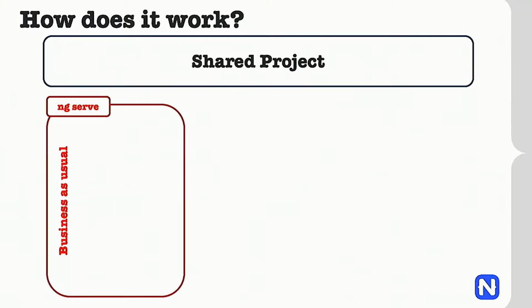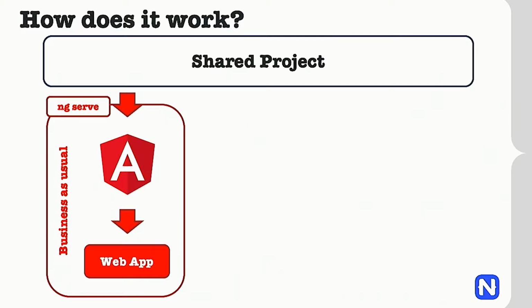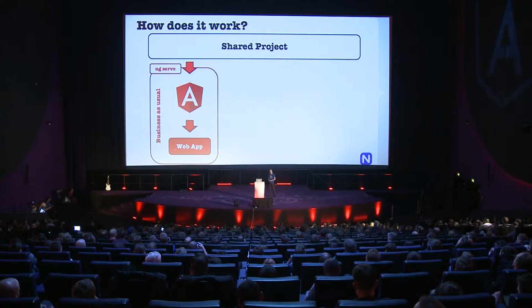In reality, if you want to build for the web, you can just call ng serve, and it's business as usual. In this case, Angular CLI will just ignore all the .tns files, and then you just use the shared and web-specific ones, and as a result, it will provide you with a web application. Okay?